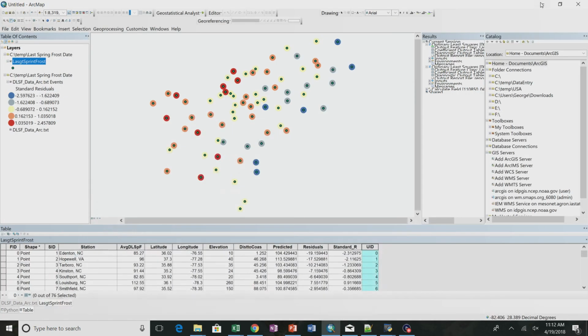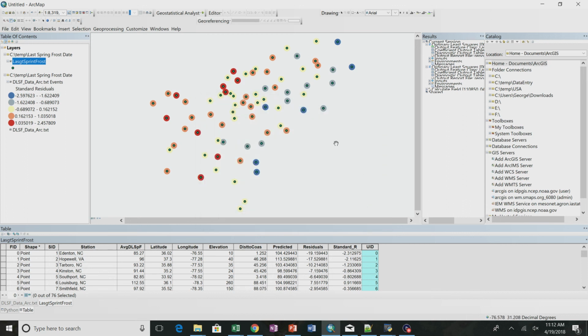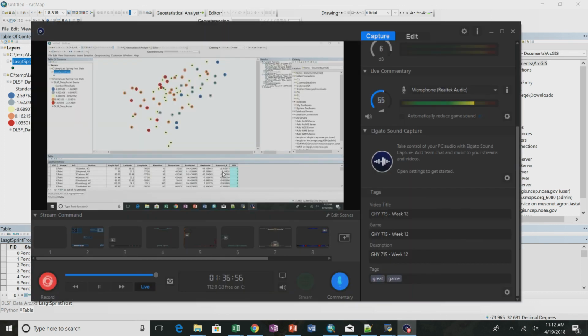Okay, I think I need to reboot my system because I was having this problem yesterday. See, it didn't even produce the output. So I'll have to do that between class. But you can do ordinary least squares regression right inside of ArcGIS. It is possible.